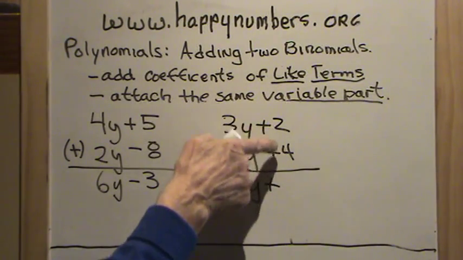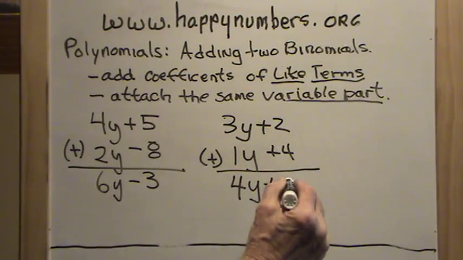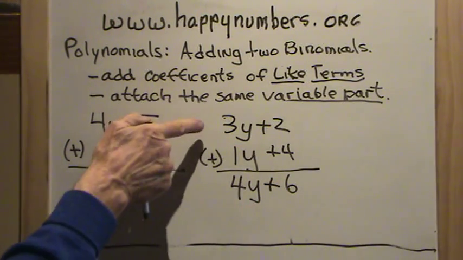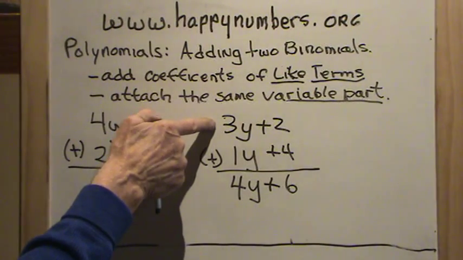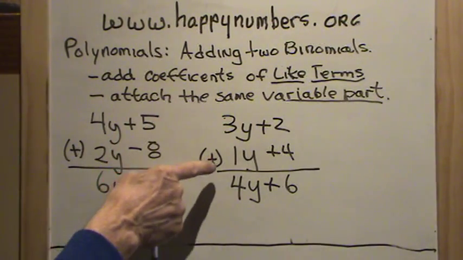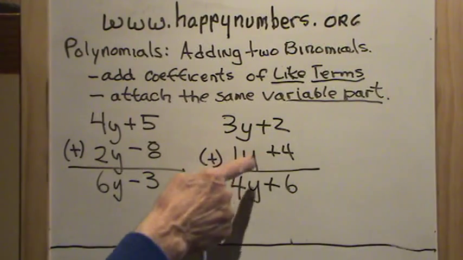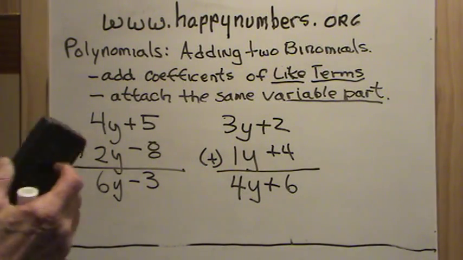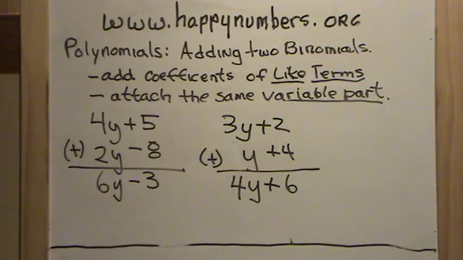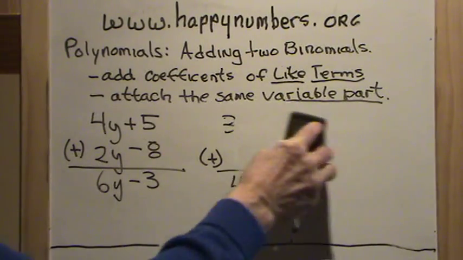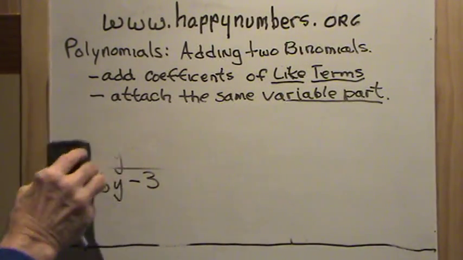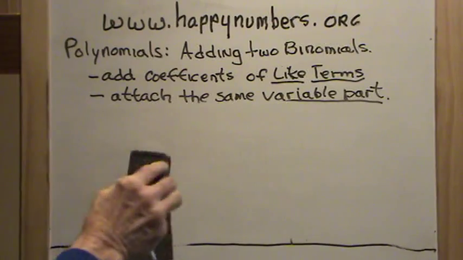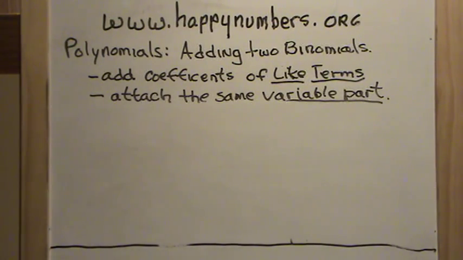And we combine the two coefficients here. 2 and 4 is 6. So if we add the binomial 3y plus 2 to the binomial 1y plus 4, and remember our 1y was written like that, 1y plus 4, we get 4y plus 6. Well, this is a very simple skill set. Let's put this up for you. We'll put some examples for you.